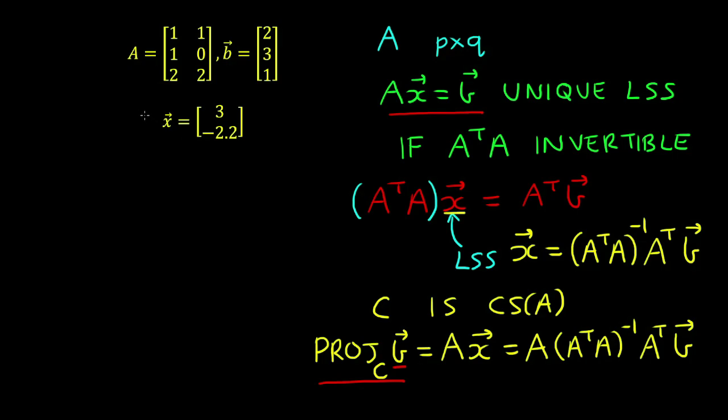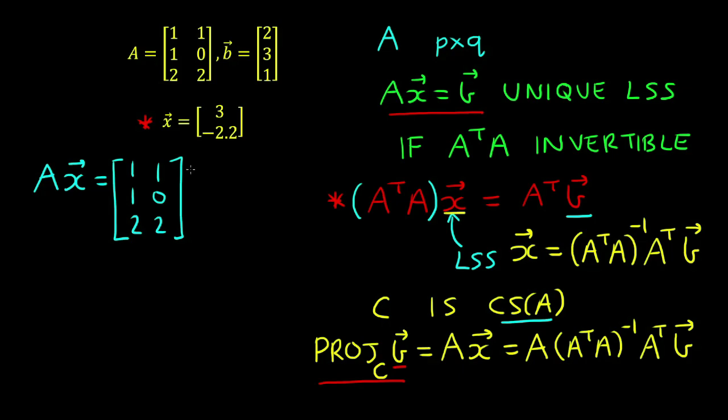So we've previously obtained this solution by solving this equation. So all we need to do to project B onto the column space of A is multiply this least squares solution by A. So we have A with the following components. Multiply by X. So that gives 3 minus 2.2. 3 plus 0. And 6 minus 4.4.